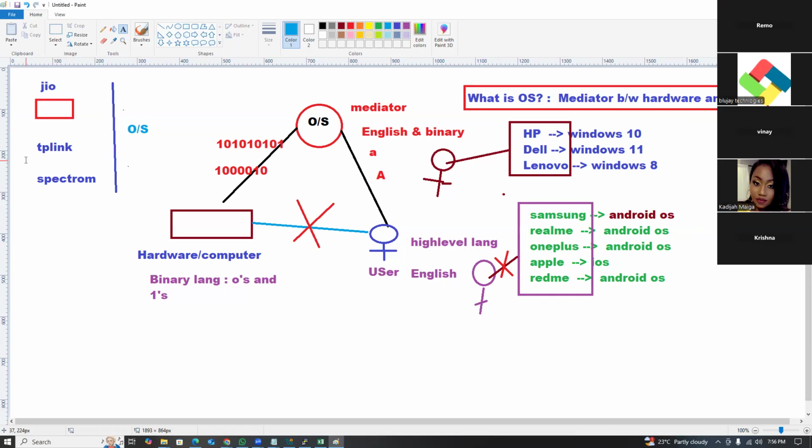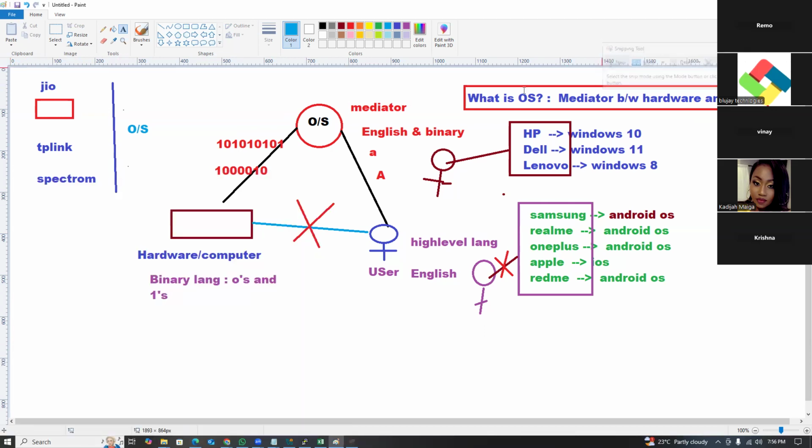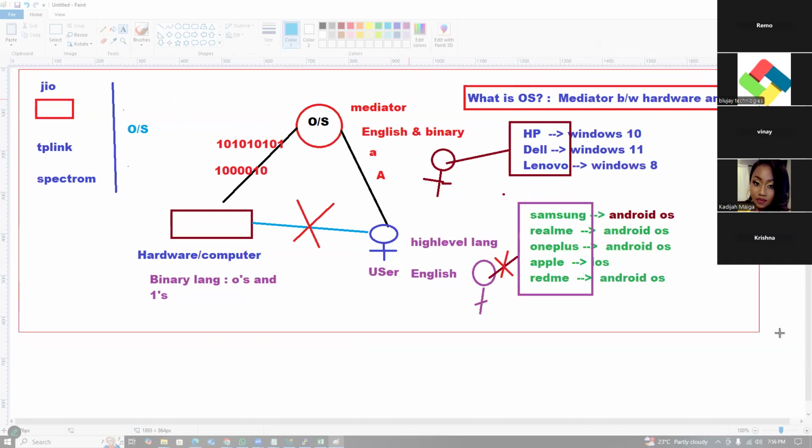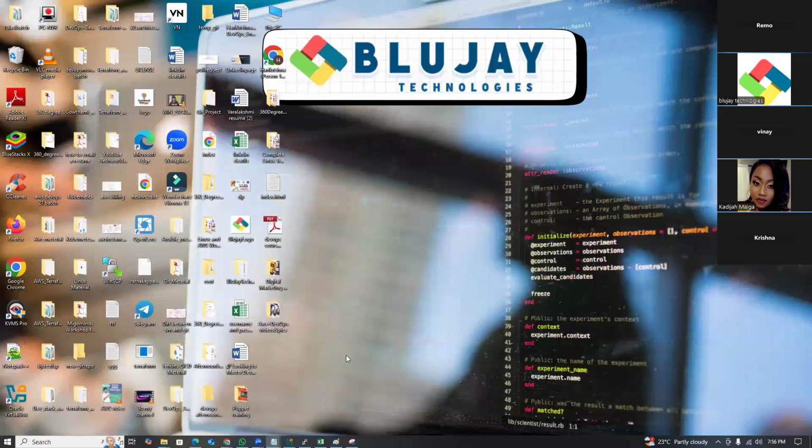Right, guys. From now onwards, if you are interacting with any hardware, definitely there will be an OS installed. You guys remember. Now you understood what is OS. So what is OS? Why OS? If you want to interact with any hardware, definitely there will be an OS installed. Understood?